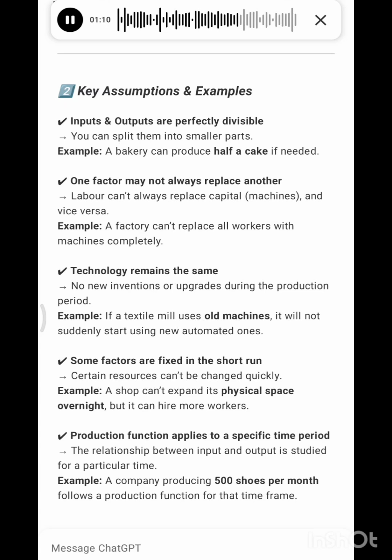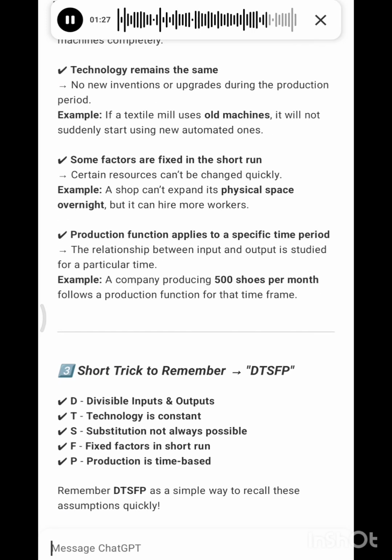Production function applies to a specific time period. The relationship between input and output is studied for a particular time. Example, a company producing 500 shoes per month follows a production function for that time frame. 3. Short trick to remember: DTSFP. D: Divisible inputs and outputs. T: Technology is constant. S: Substitution not always possible. F: Fixed factors in short run. P: Production is time-based. Remember DTSFP as a simple way to recall these assumptions quickly.